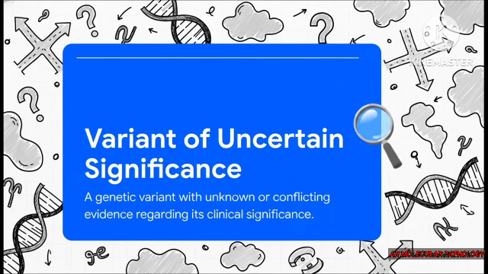Well, it's pretty much what it sounds like. A lab has found a genetic variant, but there's either not enough evidence or the evidence we do have is conflicting. We just can't say for sure if it's harmless or harmful. It's the big, frustrating gray area of genetic testing.